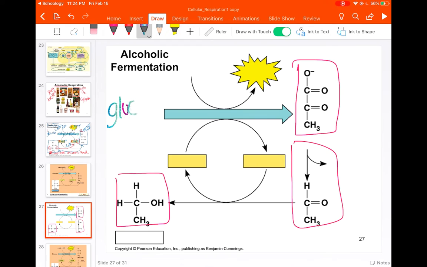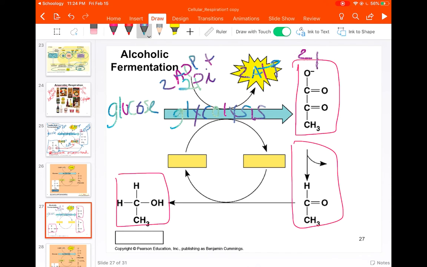So here we have glucose. This is glycolysis, which gives us 2 ATPs. Those come from 2 ADP molecules, bonding and phosphorylizing with 2 inorganic phosphates. That gives us 2 pyruvate molecules. Now, what you don't know is this intermediate step.